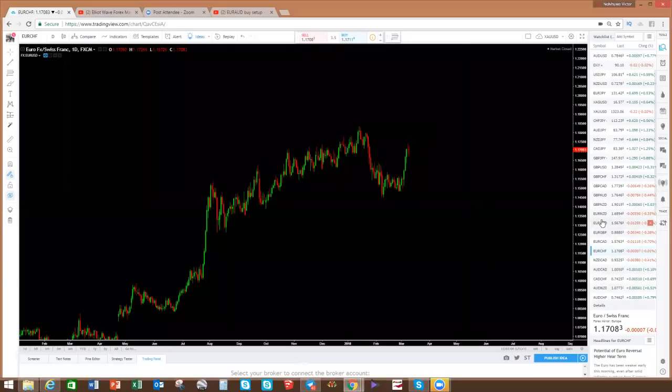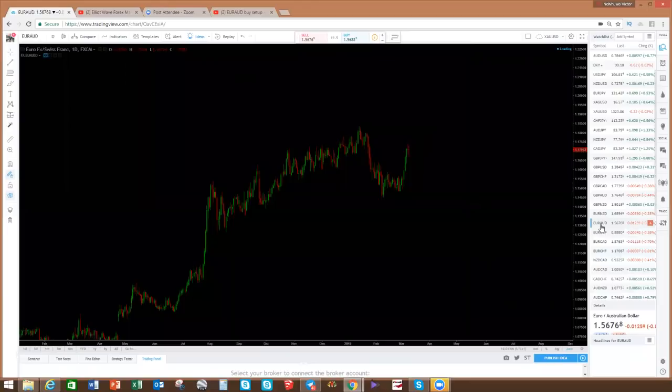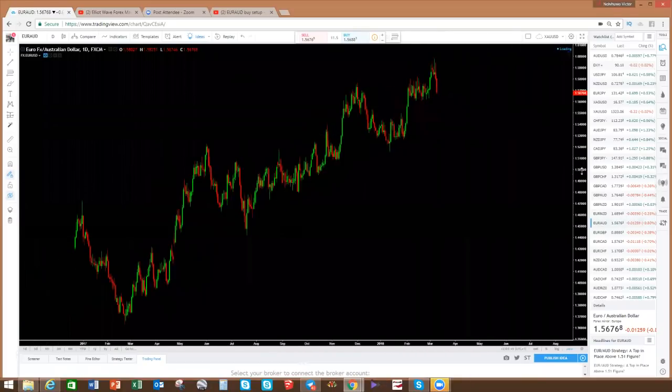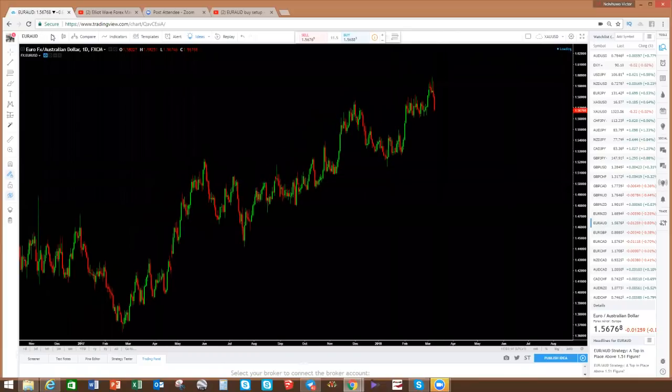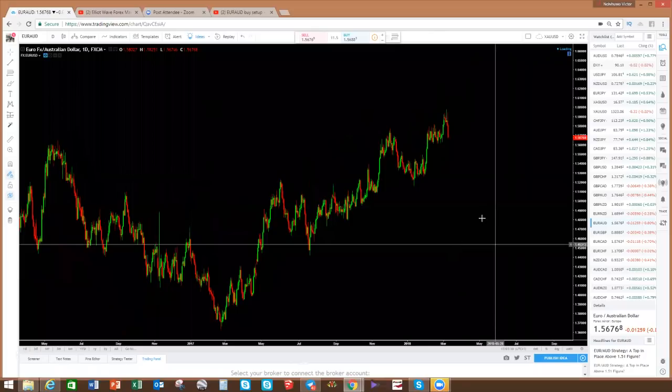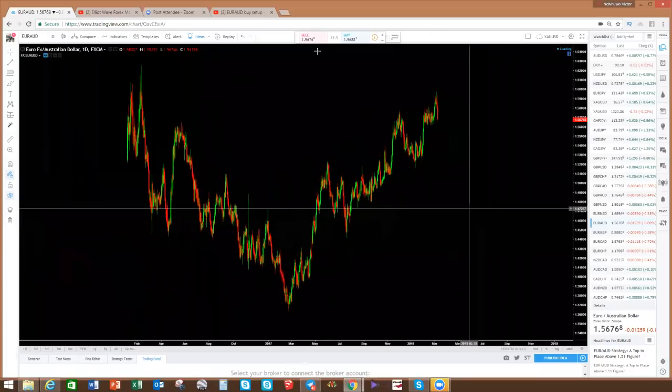So EURAUD, we looked at it just in correlation, but let's look at it now. So EURAUD, I actually posted here a buy setup because I was looking at this here. Okay, but before we look at that, let's look at the overall structure on EURAUD.